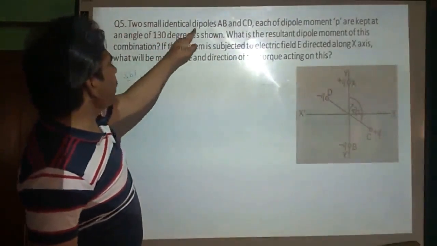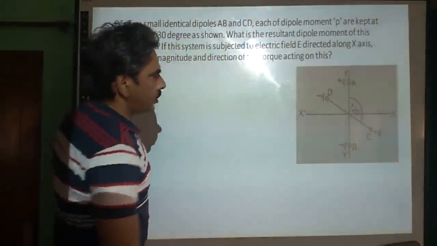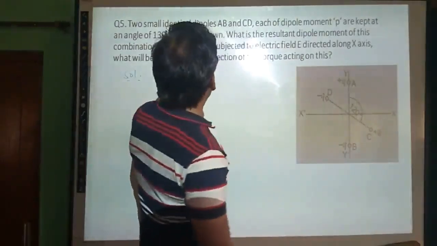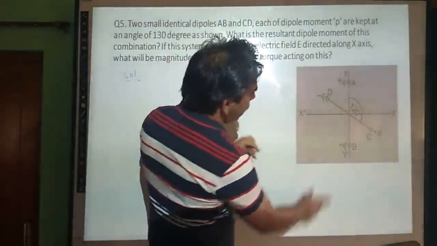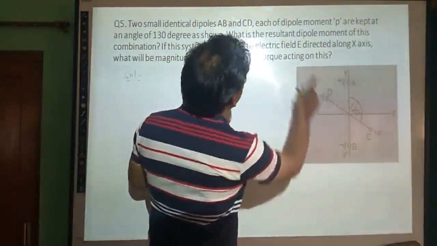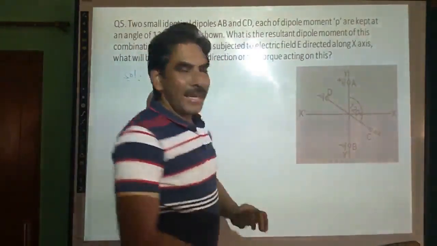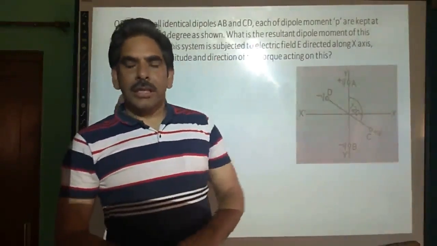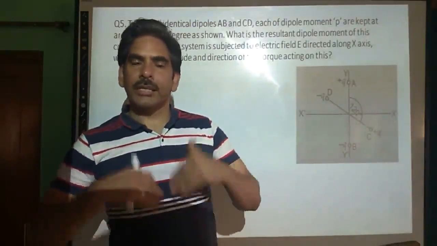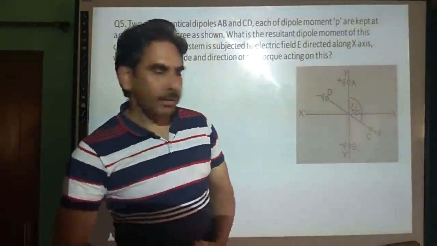Two small identical dipoles AB and CD. Here is the diagram representing the situation. There are two dipoles AB and CD. AB has plus Q charge here, minus Q charge here. Because the dipoles are identical, identical dipole means they have equal charges as well as equal lengths, so that their dipole moments are equal.